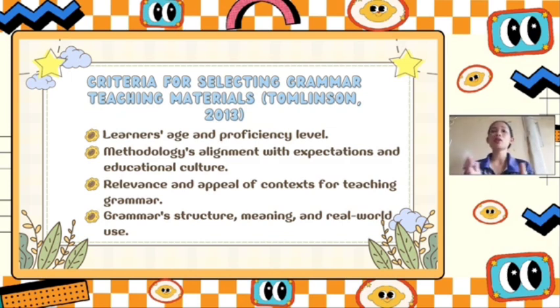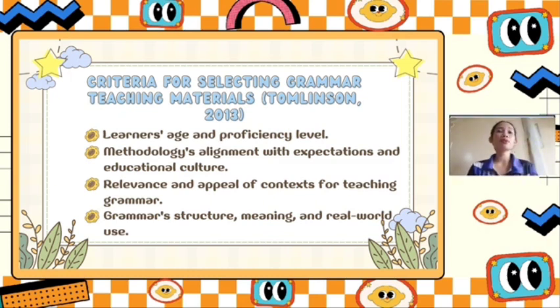So we also have to consider the relevance and appeal of context for teaching grammar. So it is very important for teaching materials to be appealing to learners. So, using real life situations, interesting topics, or examples that students can relate to make grammar lessons more engaging. So, when students see the connection between grammar and their own lives, they are more likely to be motivated to learn and use language effectively.